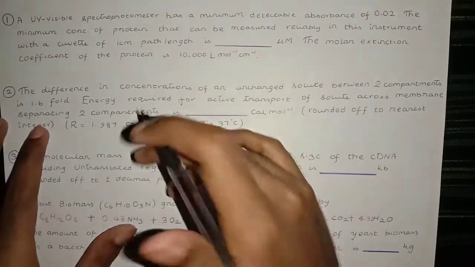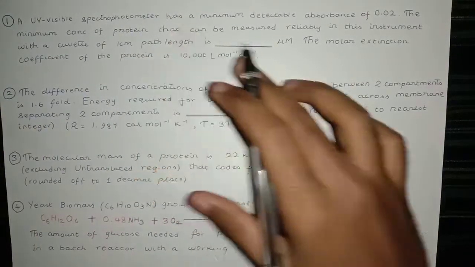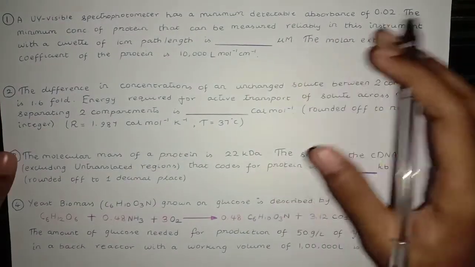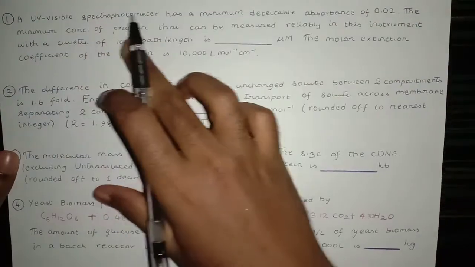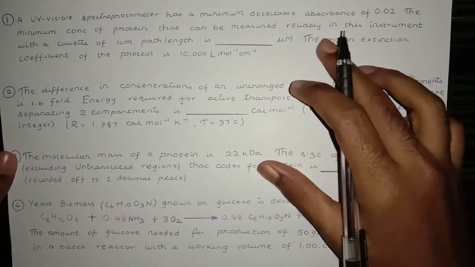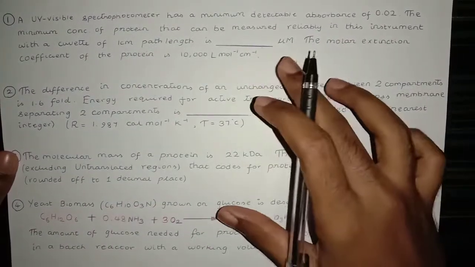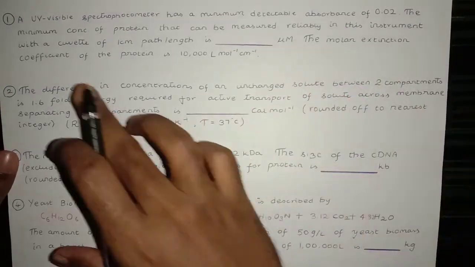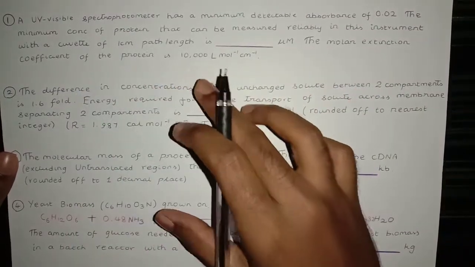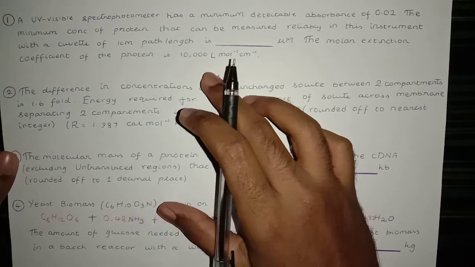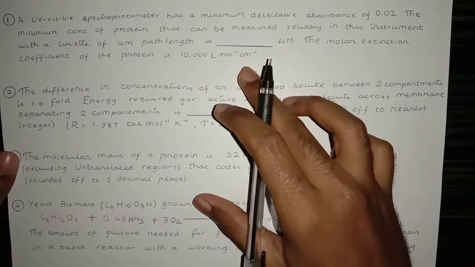A UV visible spectrophotometer has a minimum detectable absorbance of 0.02. The minimum concentration of protein that can be measured reliably in this instrument with a cuvette of 1 cm path length is dash micromolar. The molar extinction coefficient of the protein is 1 into 10 raised to the power 4 liter over mole centimeter.